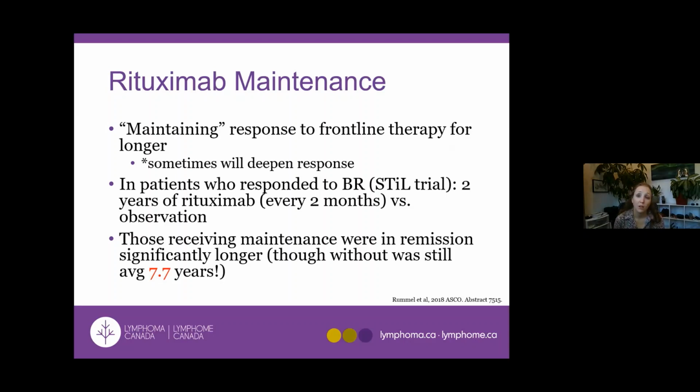Looking at marginal zone lymphoma, in the one study that was done in Europe, they looked at 2 years of rituximab every 2 months versus observation, and they did see that those receiving maintenance were in remission significantly longer, so they didn't have recurrence of their disease for a longer period of time. But I will say that those who did not receive maintenance still were in remission for more than 7.5 years. So there are conflicting opinions on the value of rituximab maintenance. Again, there are downsides like infection risk, especially in the landscape of COVID. But I think that's an individualized choice to make with your physician.